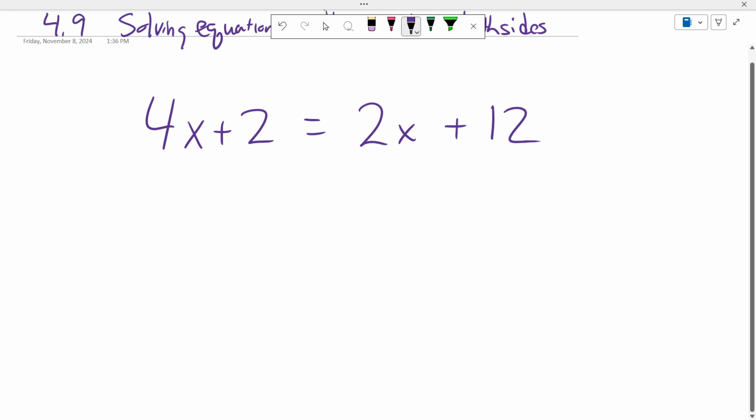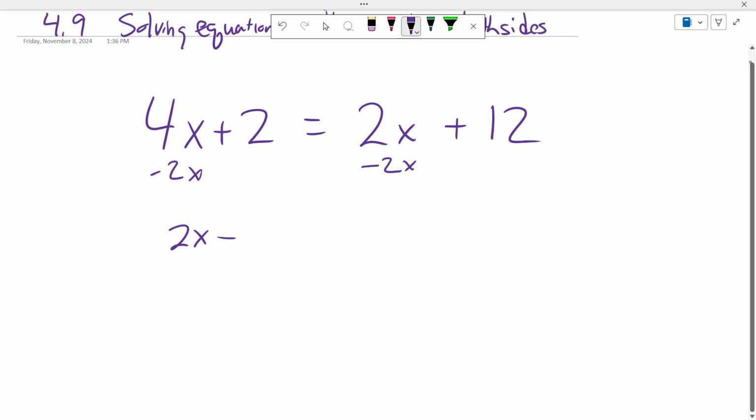So, which of your two do you move? The bigger one or the smaller one? Smaller one. Most of the time, you're going to move your smaller one. The only time that you're going to move your bigger one is if the smaller one is alone on one side. Same thing. So we're going to move the smaller variable. What's a smaller variable, 4x or 2x? So we're going to subtract 2x from each side.